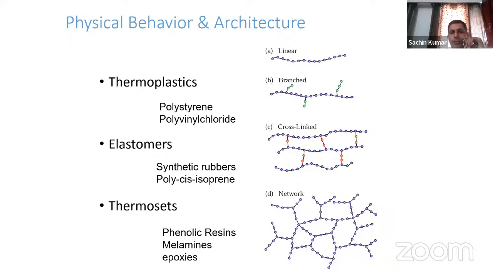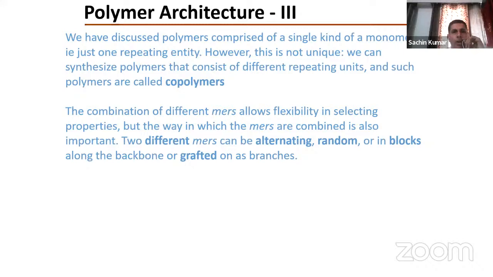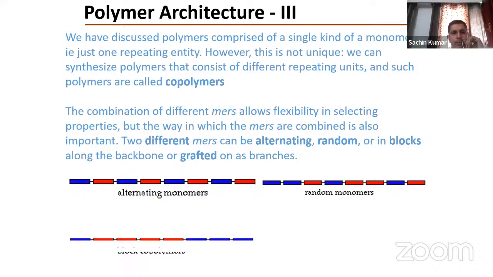Then types of copolymers. There are homopolymers having single monomeric units. Then different types of copolymers. On the basis of their arrangements, there are four types: random copolymers, meaning A and B, two monomers, are arranged randomly. There is no order. Alternating means A, B, A, B. There is some order there. Then block, a block of A, A, A, and then a block of B, B. Graft means there is a main backbone on which you graft a second monomer. Then polymer architectures: alternating monomers, random monomers, then block copolymers, and grafted.